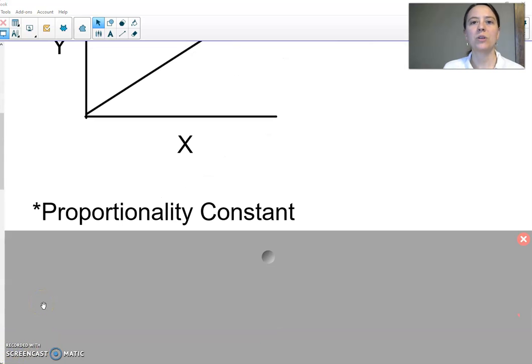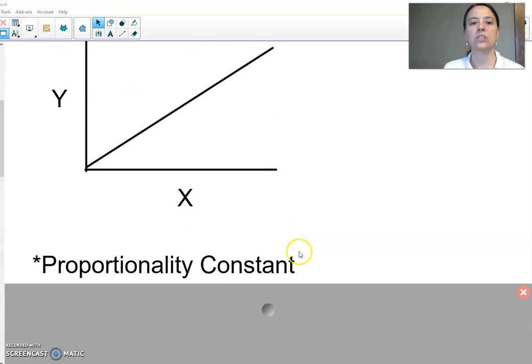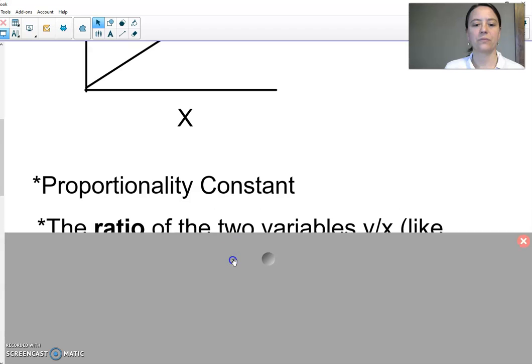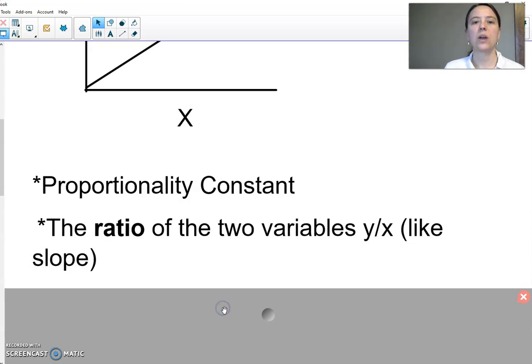So your book and Professor Mack both talked about a proportionality constant, which is the ratio of our two variables, and on this graph it's also the slope. So it is the ratio of two variables, like y over x, which is like slope. And you guys all know how to calculate slope. It's the change in y over the change in x.